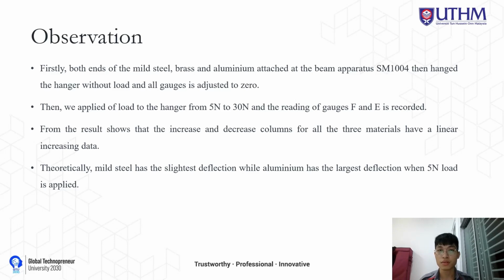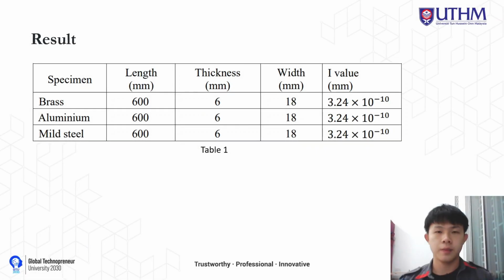From the results, it shows that the increase and decrease columns for all the three materials have linear increasing data. And theoretically, mild steel has the slightest deflection, and the aluminium has the largest deflection when 5 Newton of load is applied.